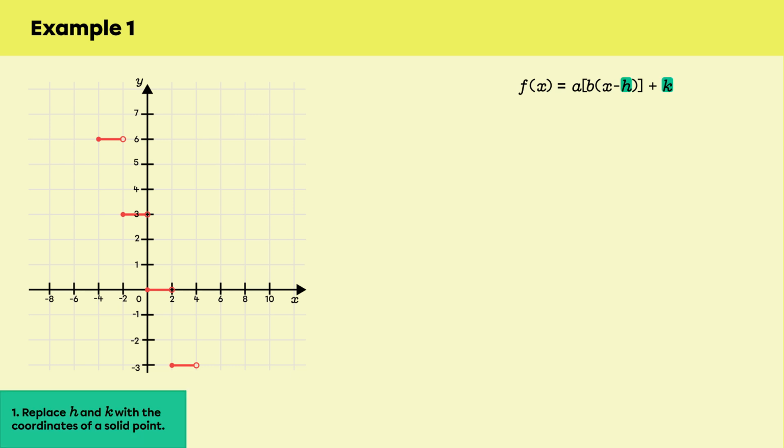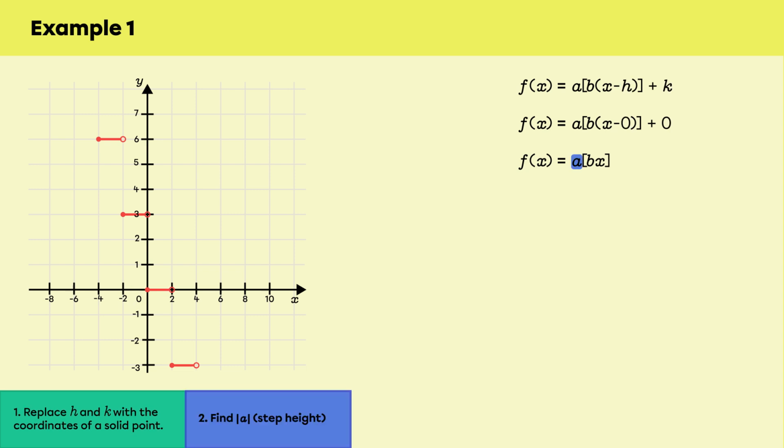Step 1. Replace h and k with the coordinates of a solid point. Here, there is a solid point at the origin, so h and k can be replaced with 0, 0. This gives f(x) = a multiplied by the greatest integer of b times x. Step 2. Find the absolute value of a.